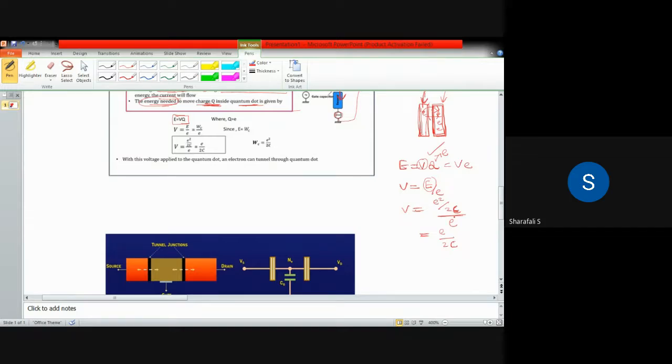So this is the potential that we have to apply on that gate terminal, or we have to apply this voltage. With this voltage applied to the quantum dot, an electron can tunnel through the quantum dot if you are applying this much of voltage.